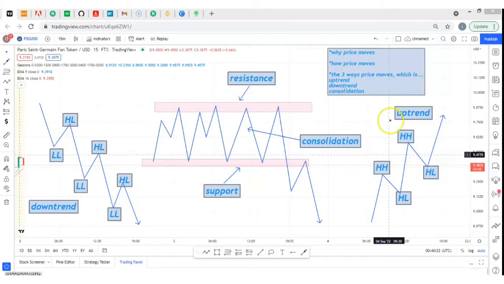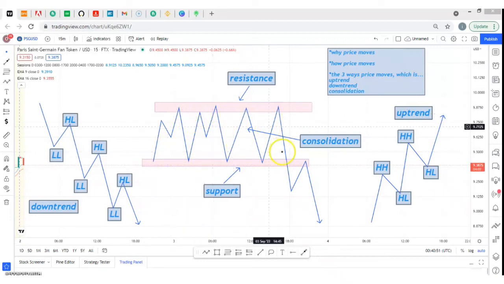So the first thing we said in this list is why price move. Price move because of support and resistance. I've tested it for more than 3 years now and it's working for me. Now, how price move? Price move in a form of zigzag manner. If you look at this downtrend I'm pointing out, it's a zigzag manner to the downside. If you look at the uptrend, it's a zigzag manner to the upside. Then if you look at the consolidation phase, it is also a zigzag manner.